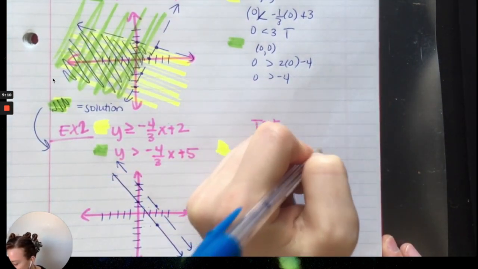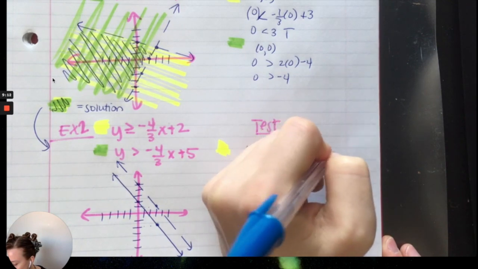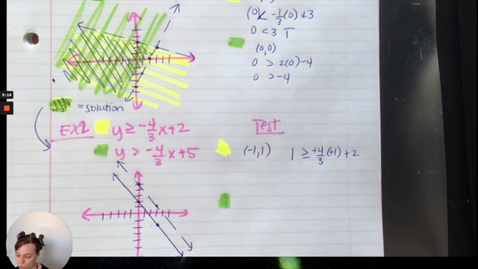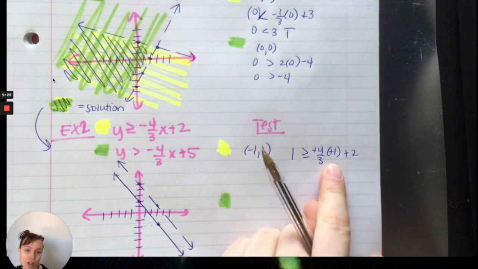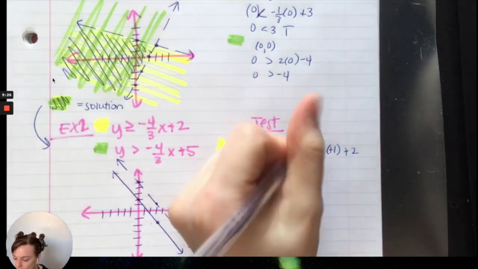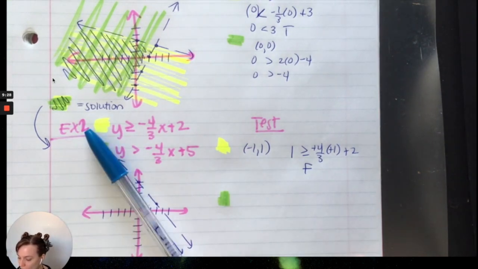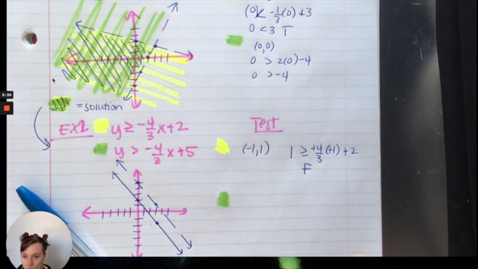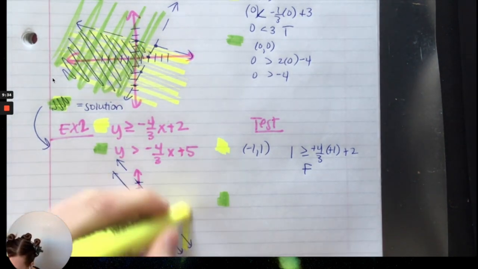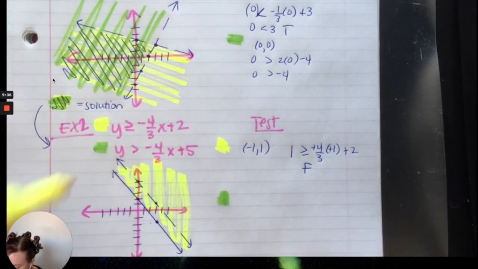Okay, so negative 1, positive 1. Positive 1 greater than or equal to negative 4/3 times negative 1 plus 2. That makes positive. So 4/3 plus 2. I don't even need to know what that is, because is 1 greater than 4/3 plus 2? No, 1's not even greater than 2. So this is going to be false, which means everything here is going to be false. So it's going to be everything greater than it.